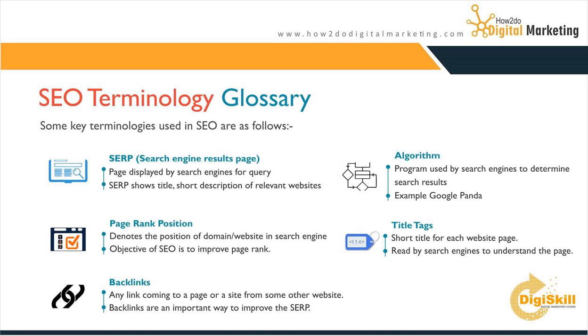You may be ranked, let's say, in the 50th position, which means you are coming on page 5. If your position is 100, you are coming on page 10, which means hardly anybody is going to look at it. So one of the key objectives of SEO is to keep improving your page rank. Please remember that SEO is all about improving the page rank. Your domain rank changes depending on all the pages.